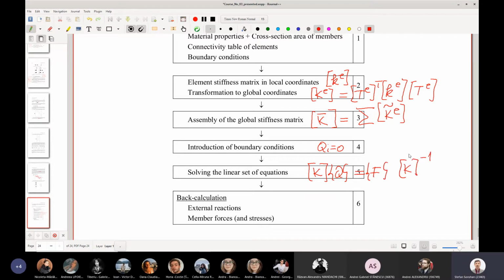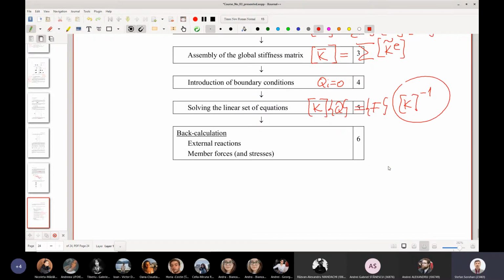So we have this one. This is important to know. First we obtain the displacement. From this equation I will have Q, the inverse of this matrix, times the external loads, which are known. And these are the nodal displacements.